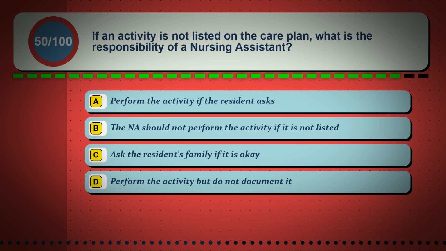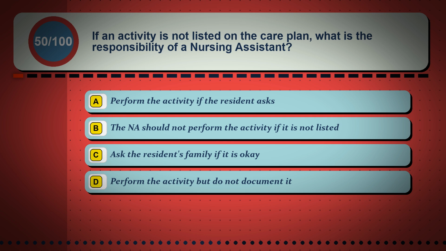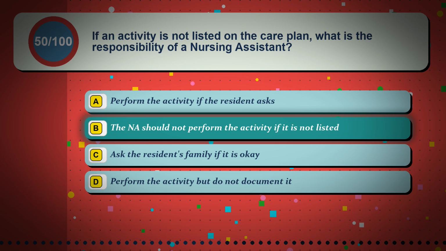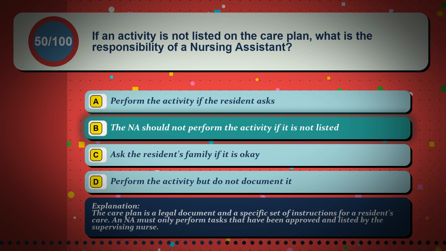Question 50. If an activity is not listed on the care plan, what is the responsibility of a nursing assistant? Option A, perform the activity if the resident asks. Option B, the NA should not perform the activity if it is not listed. Option C, ask the resident's family if it is okay. Option D, perform the activity but do not document it. The correct answer is option B. The NA should not perform the activity if it is not listed. The care plan is a legal document and a specific set of instructions for a resident's care, and NAs must only perform tasks that have been approved and listed by the supervising nurse.